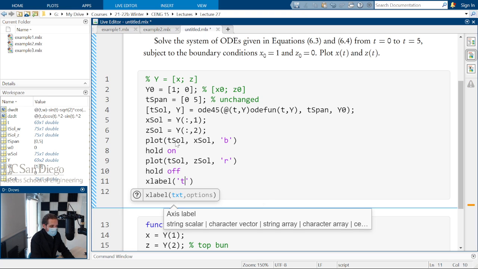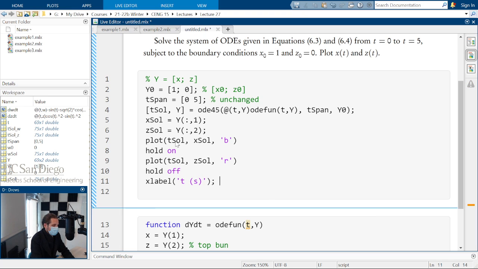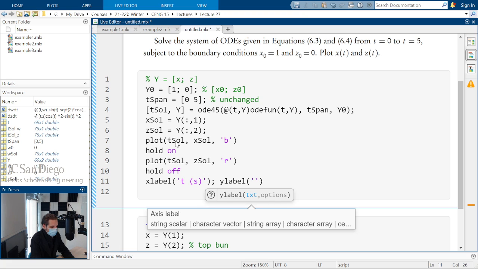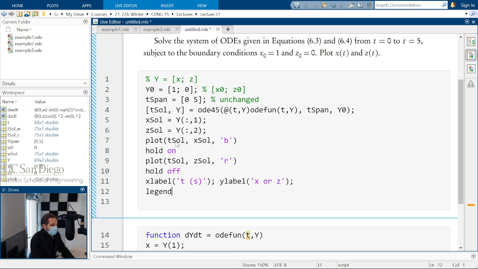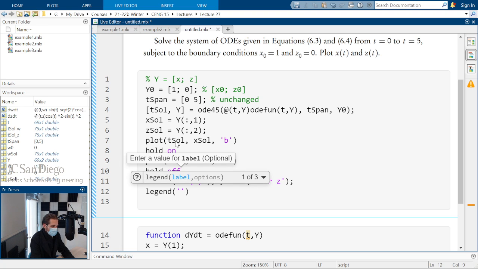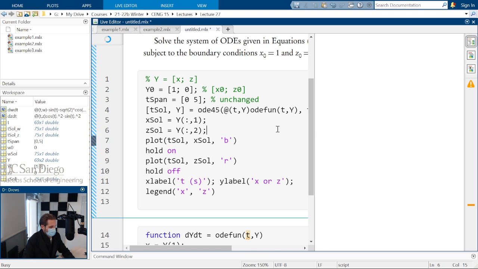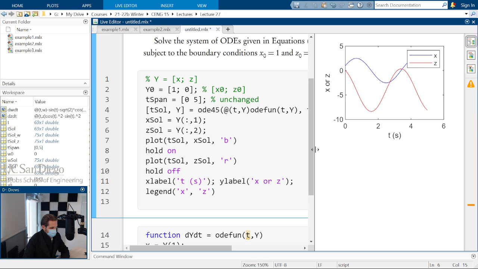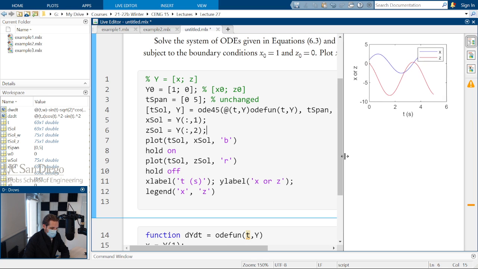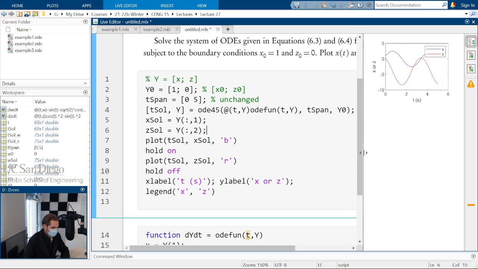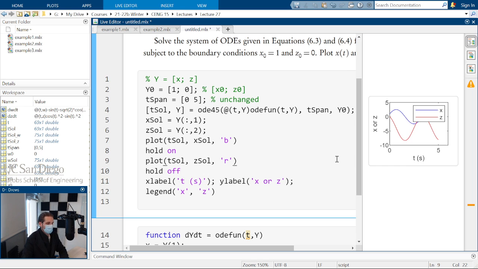Again, we should get into the habit of always labeling stuff, so we'll label things as best we know them. If we have 2 curves, it's a good idea to put legends on there, so we'll add a legend of x and z. And we should get a plot that looks something like that. I'll make my plot a little bit smaller just so that you can see all of the code that's on here.